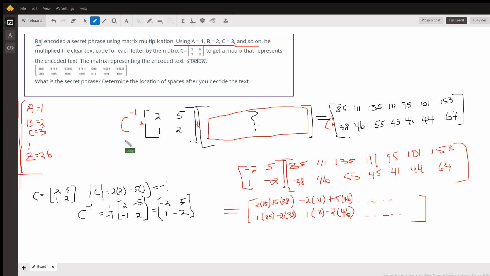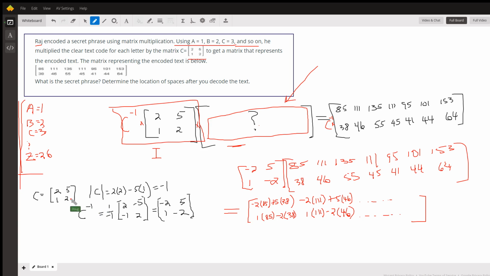And what we're going to do is multiply both sides of this equation by the inverse of C, because when we do that, C inverse times C will give us the identity matrix, and when we take C inverse times this, it'll translate into this question mark. Okay, so first of all, how do you find C inverse?